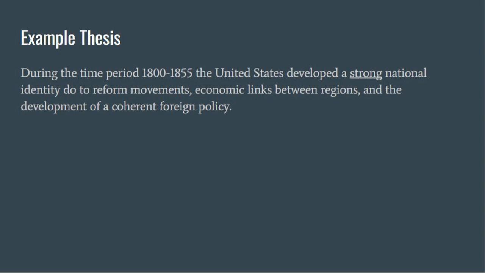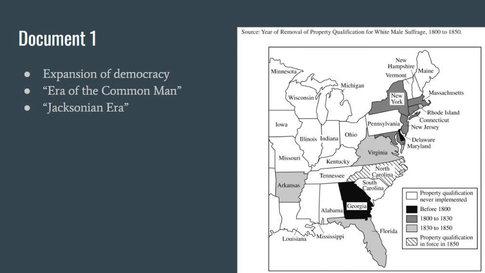All right, let's now get into those documents. For the first document, we have a map showing the gradual elimination of property requirements for voting. I think this is the most straightforward document of all of them. It shows the expansion of democracy, and there's a lot of great context a student could use with this document, including the era of the common man or the Jacksonian era. It shows an aspect of identity related to the increased participation in the democratic process.